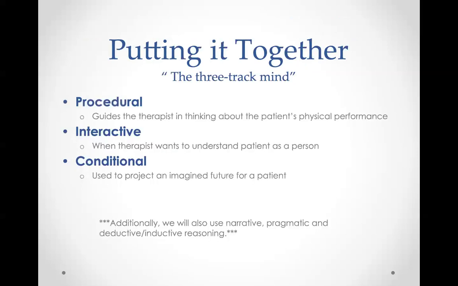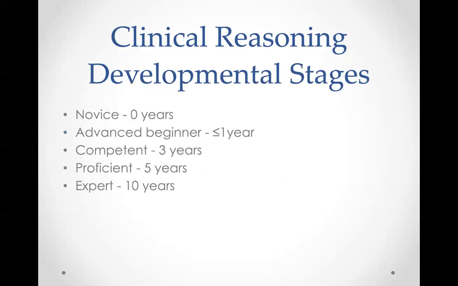So putting it all together with the three-track mind, we're looking at procedural, which guides the therapist in thinking about the patient's physical performance. We're then looking at the interactive model, when the therapist wants to understand a patient as a person. And then we're also looking at the conditional, where we're used to project or imagine a future for a patient. Additionally, we are also using the narrative, pragmatic, and deductive and inductive reasoning as well. A lot of stuff going on.